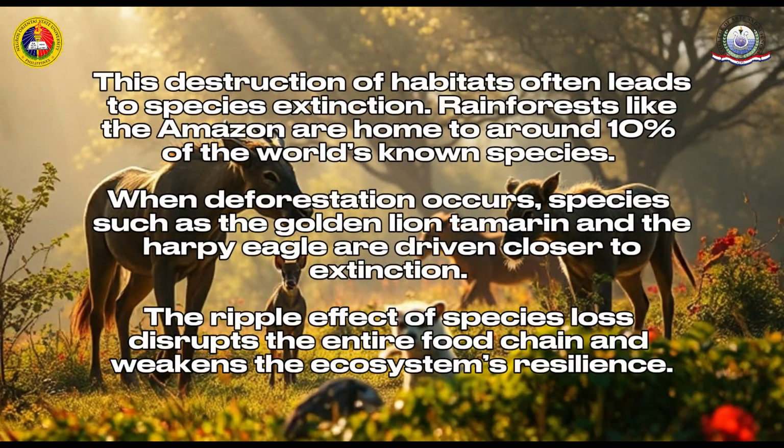This destruction of habitats often leads to species extinction. Rainforests like the Amazon are home to around 10% of the world's known species. When deforestation occurs, species such as the golden lion tamarin and the harpy eagle are driven closer to extinction. The ripple effect of species loss disrupts the entire food chain and weakens the ecosystem's resilience.